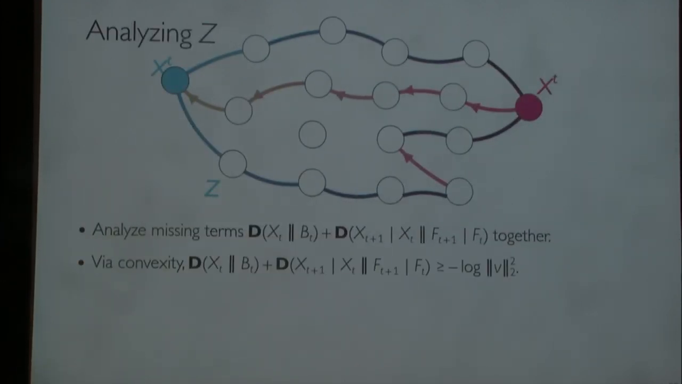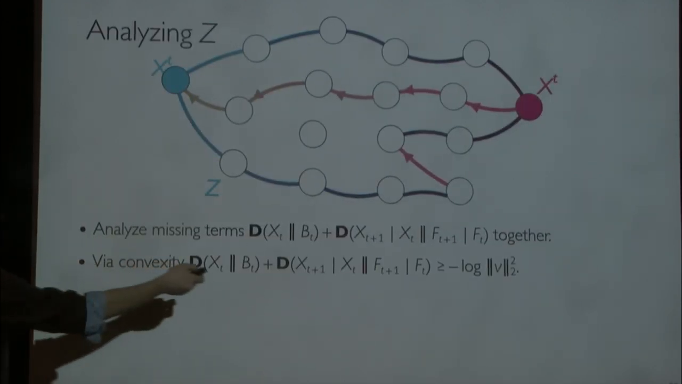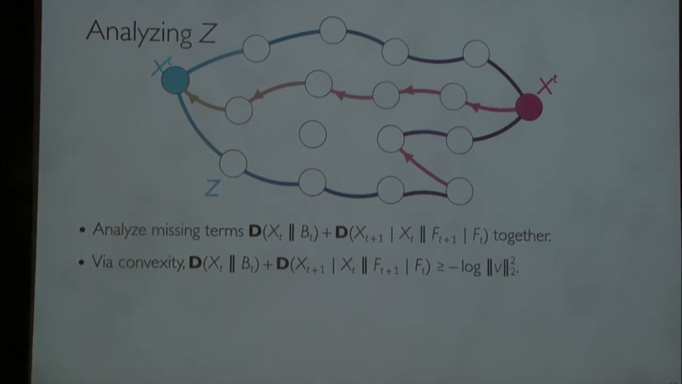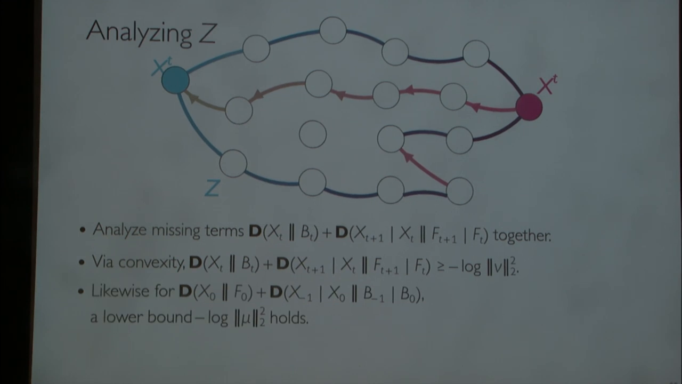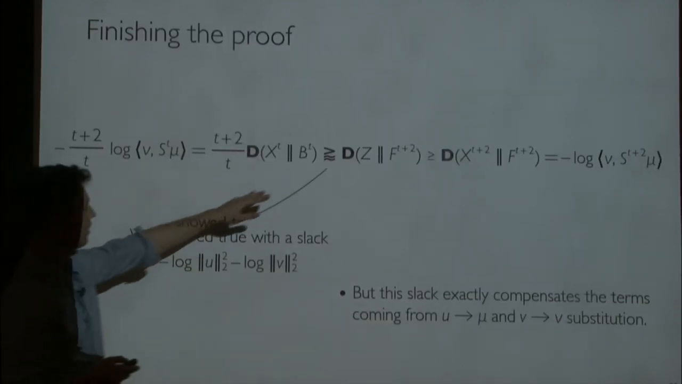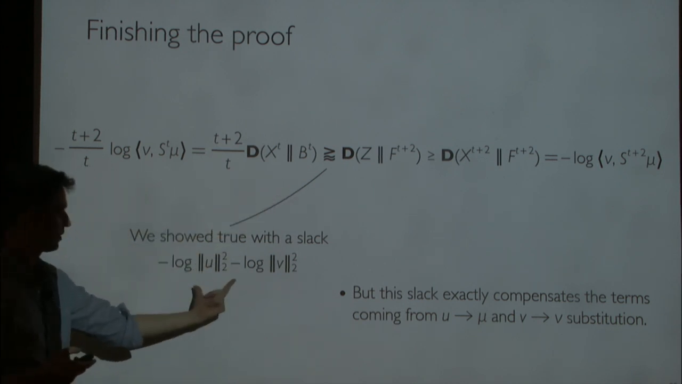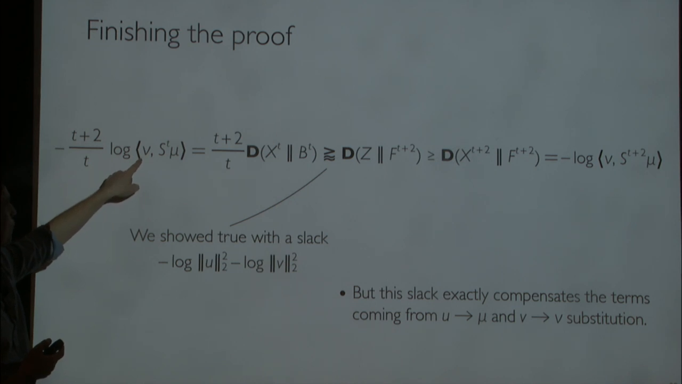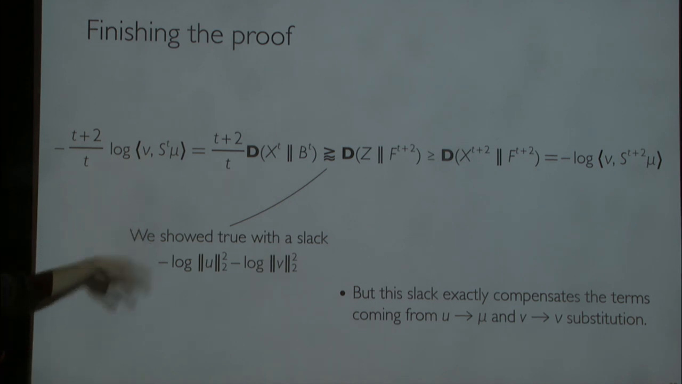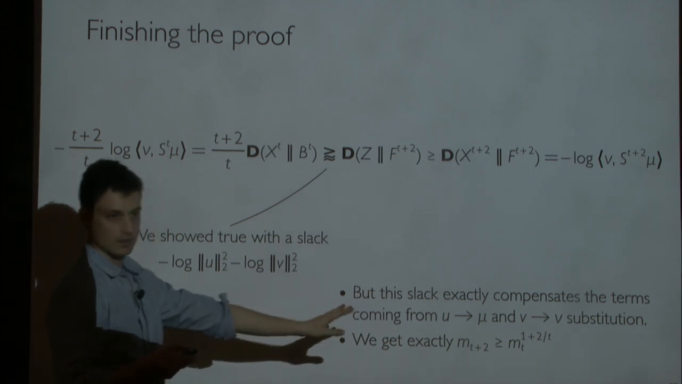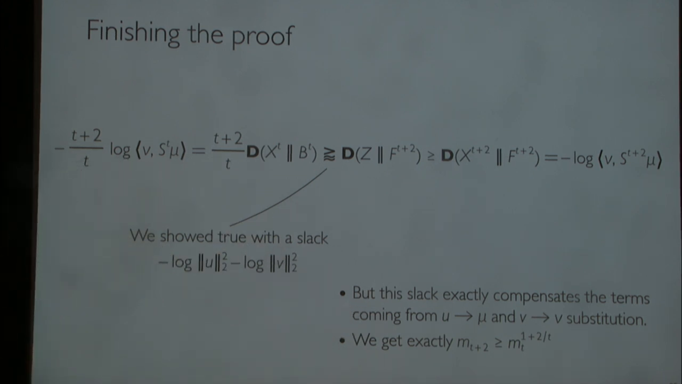So when we analyze these, we can relate them to second order entropies of these mu and nu distributions. These are just the second entropies of them. And so we showed that this is true even with a slack of this much. But when we substitute u and v back here, these exactly cancel out. Due to that, we exactly get this with no constants.